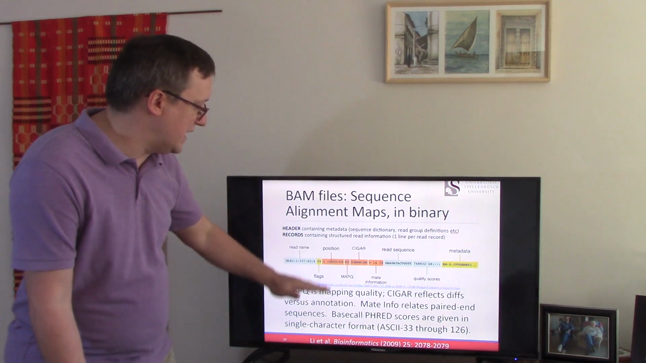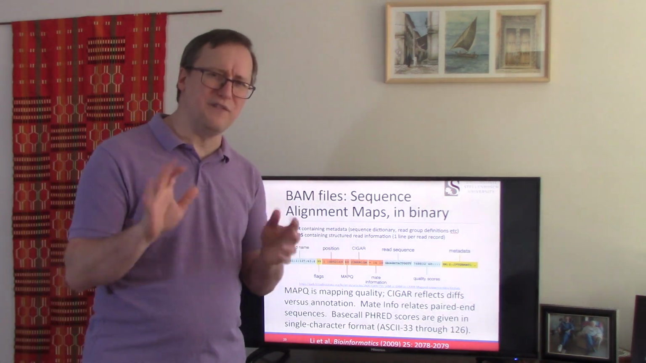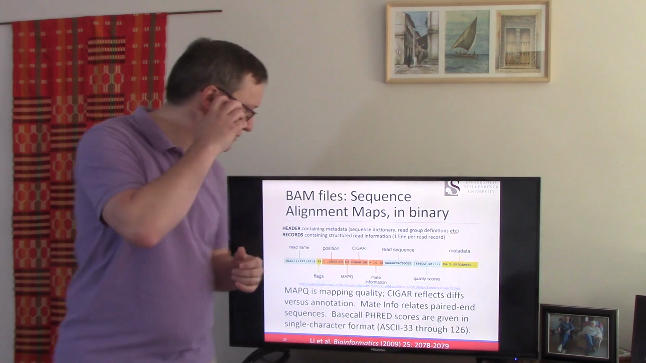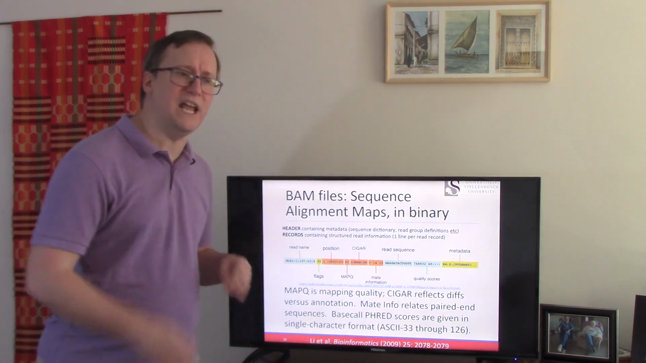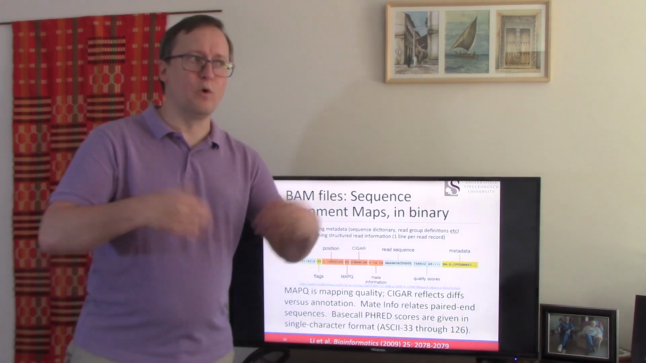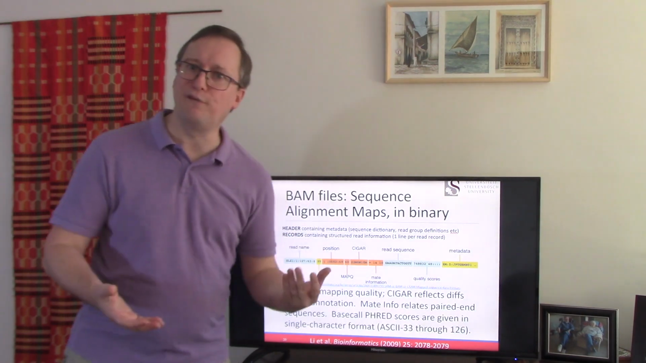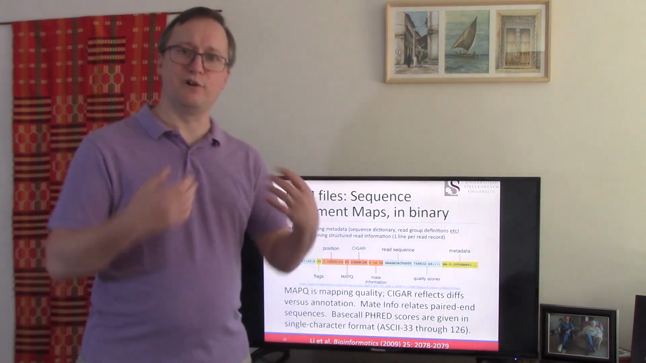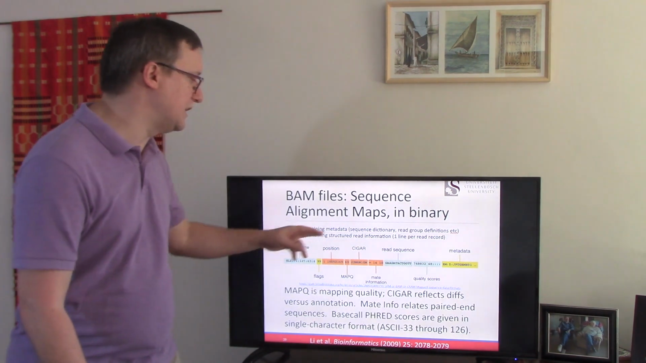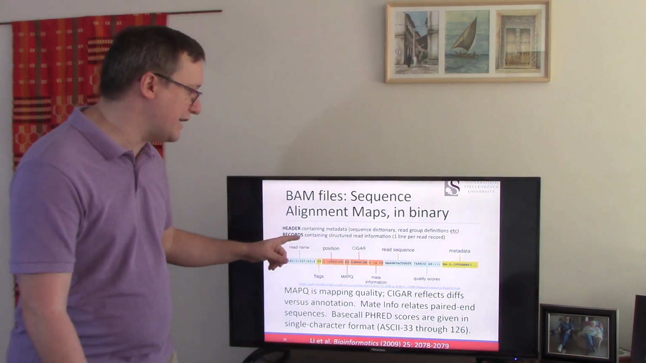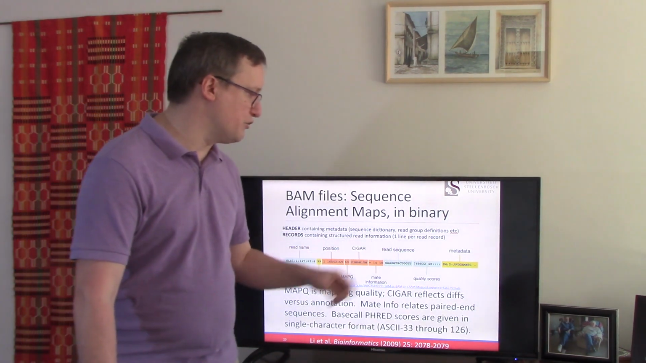So we have, again, just a whole bunch of text, but if you've never seen one, it can be rather difficult to interpret. So there's often a header that describes things like what FASTQ file did these reads come from, which version of the sequence annotation did we align to, etc. And then the records themselves have structured read information.